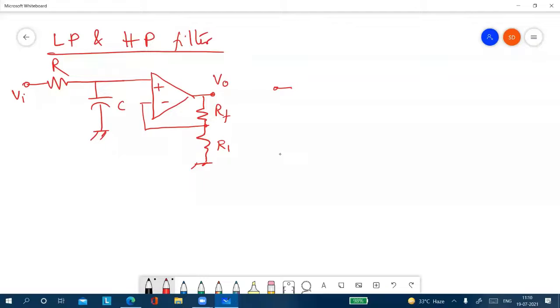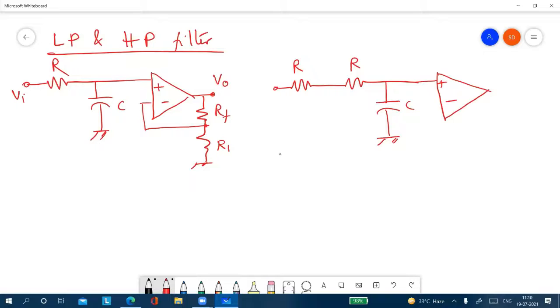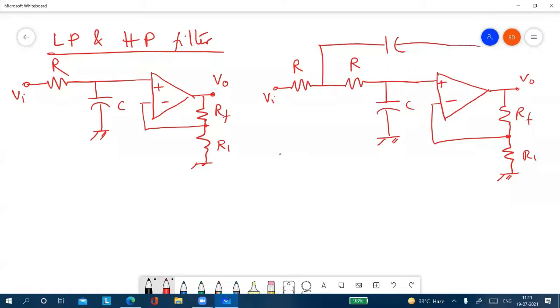Similarly, we know the circuit diagram of a second order filter, the second order Sallen-Key circuit. Here we have R, C, then the op amp, then Rf, R1, Rf, R1, and here is the input voltage and the output voltage, with a resistance and capacitance. This is the first order LP filter. This is the second order LP filter.